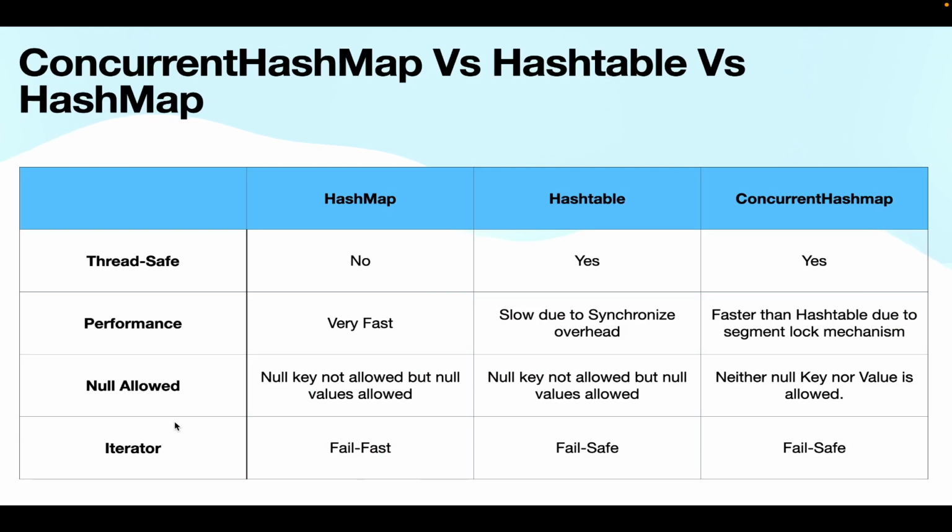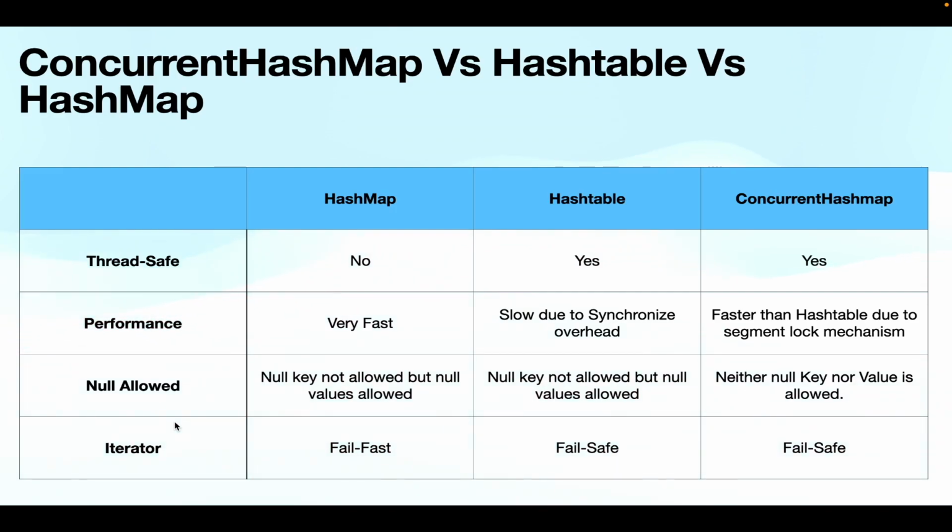Okay, and if we talk about the iterator, in hash map we have fail fast. It means once you have created an iterator and you are iterating through it, and while iterating you try to modify the map or modify the collection, in that case, what happens? We get a concurrent modification exception error. So that is called fail fast. If you try to modify a map once the iterator is created.